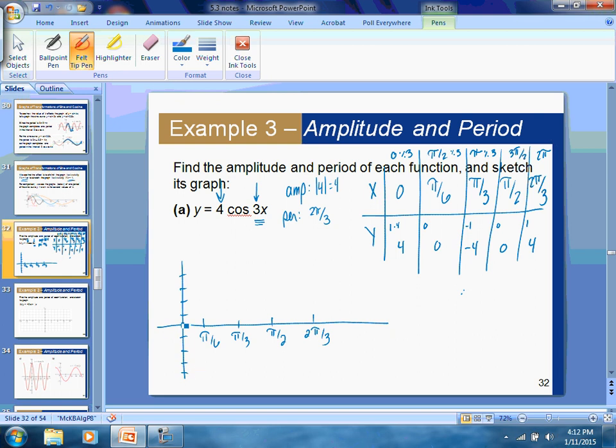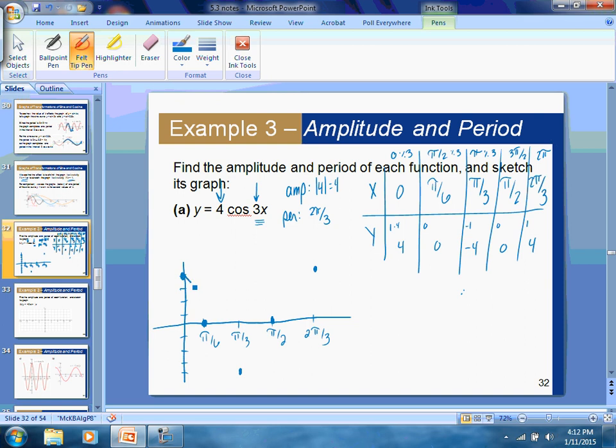So I'm still going to start at 0, 4, and then at pi over 6, I'm going to go, I'm sorry, I started at 0, 0. 1, 2, 3. Okay, so there we go. 0, 4 is where I'm starting. Let's see if I can erase that little spot. Okay. Put my axes back in here. Okay, so now I'm starting at 0, 4, and then I'm going to be at pi over 6, 0, and then I will be at pi over 3, -4. I'm going to go back up to 0, and then back up to 4.